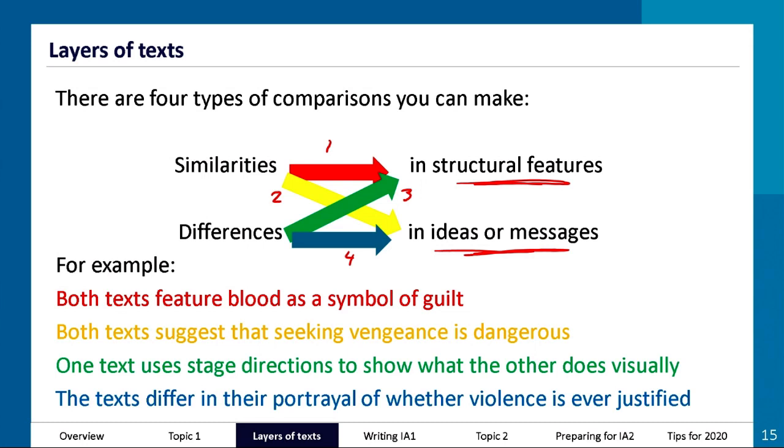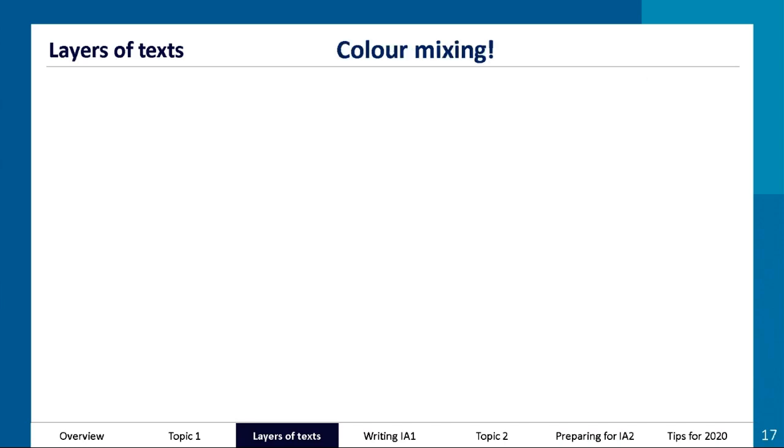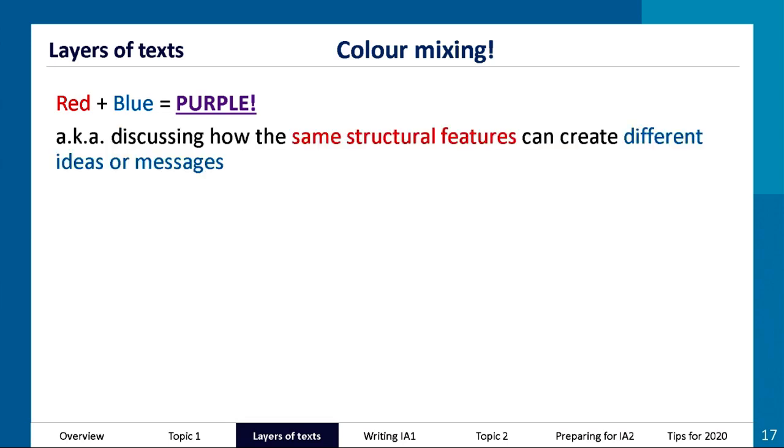Having gone through that general overview, hopefully that makes sense. You're either comparing whether something is the same or different, and what you are analysing is either a structural feature that's really close to the text, or it's a bigger picture idea or message, theme and views and values concerns. So, now that we have these colours in mind, let's do a bit of Bob Ross colour mixing and make some happy little trees. There are 2 different types of colour mixing we're going to do. First one is combining red and purple, so discussing how the same structural feature can create different ideas or messages.